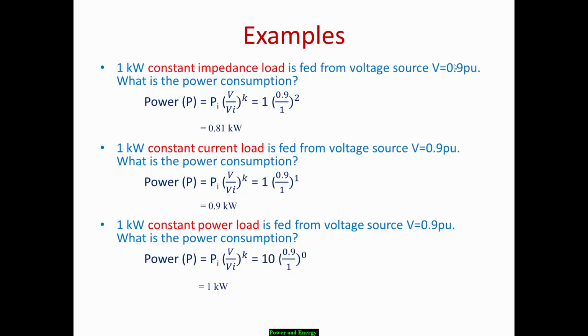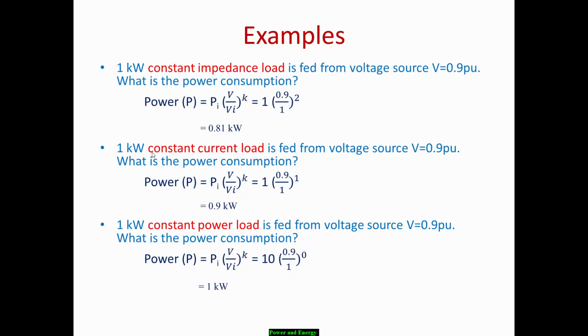Because voltage is reduced to 0.9 from 1 per unit, in the same proportion current is also reduced in order to maintain impedance. If V and I are reduced, look at your power. Power is also reduced, not 1 kilowatt. Instead of that, you are getting 0.81 kilowatt.